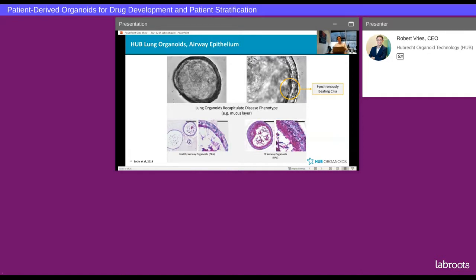So you see that these organoids represent, on the one hand, the genetics and the genetic stability, but also the phenotypic characteristics that we see in several diseases can be represented, as here with the secretion of this very thick mucus that we know from cystic fibrosis.